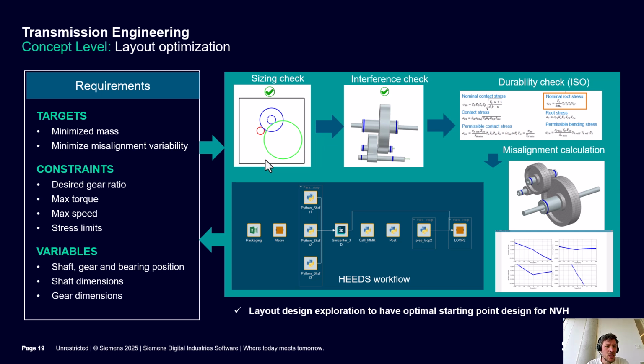What is the input? It's typically your gear requirements, like the gear ratio, max torque, max speed, but then also constraints on stress, etc. What is the outcome, or what are the variables? It's the design parameters related to positioning, to layout optimization. So really the shaft, gear, and bearing positions together with the shaft and the gear dimensions. And so a good layout is basically the starting point for a good transmission NVH optimization.